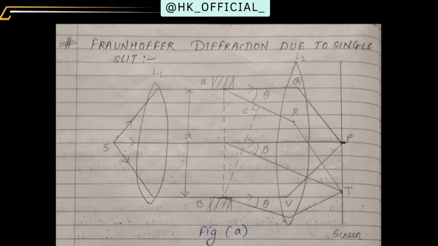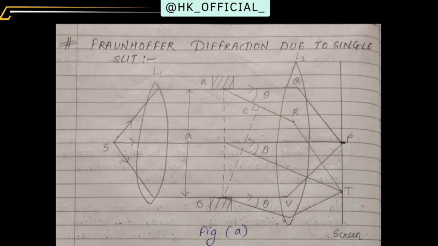So this is the complete diagram, nothing else is there, only you have to make a screen on the right hand side. From the left hand side come with the source and lens 1, which is making all the rays parallel, that is of plane wavefront. Then we have to mark the slit A and slit B, mark the width as A, and then the rays AQ and BV which are coming to focus at point P, and then the rays which are diffracting because of the slits, that is AR, which is coming to focus at point T. So this is the diagram for Fraunhofer diffraction, and it is because of a single slit, so we will mark that. Okay, this is the figure. I hope you have understood it.